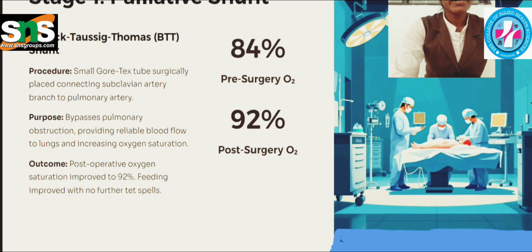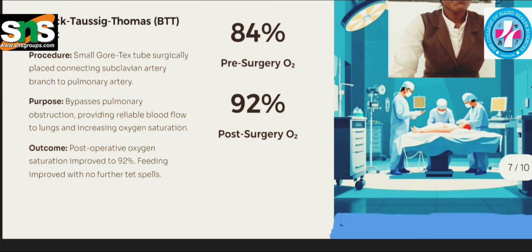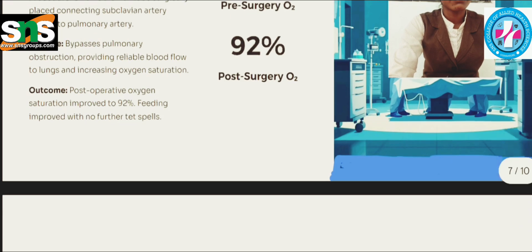Outcome: post-operative oxygen saturation improved to 92%. The patient had 85% saturation, and now has 92% saturation. Breastfeeding improved with no further TET spells. Pre-surgery the saturation was 84%, and post-surgery it is 92%.